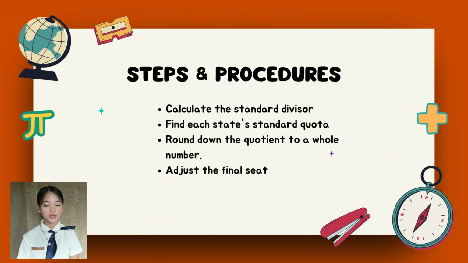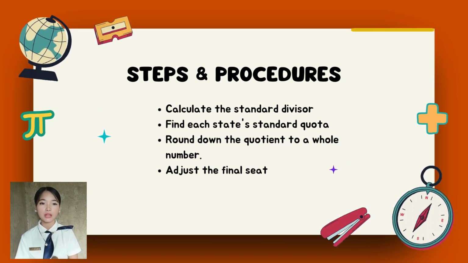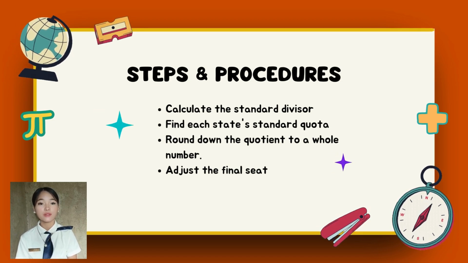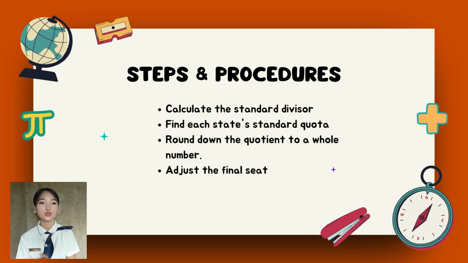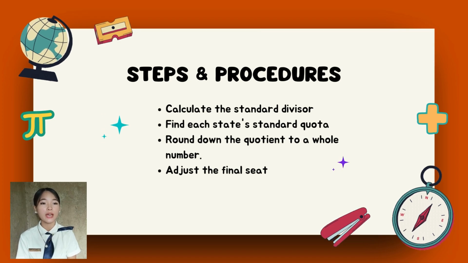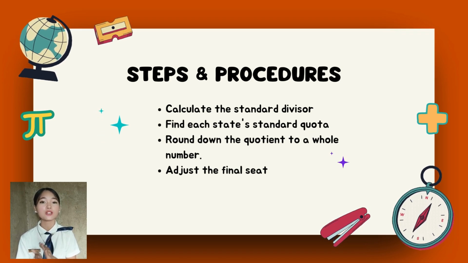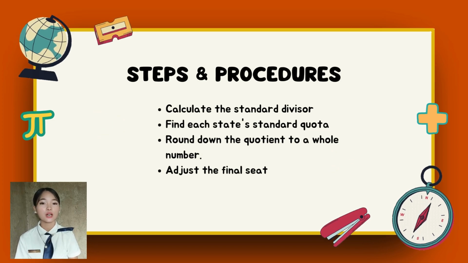Next are the steps and procedures. The first one is you need to calculate the standard divisor. The standard divisor is calculated by dividing the total population by the number of items or seats to be allocated. The second step is to find each state's standard quota. Divide the population of each state by the standard divisor. This is the number of voting seats each state should receive. The third one is you need to assign the lower quota to each state. Rounding down the standard quota to an integer gives the lower quota, and rounding up gives the upper quota. The last is you need to adjust the final answer. The final number of seats allocated to each state is adjusted based on the sum of the lower quotas, which are the rounded down values of the standard quotas.